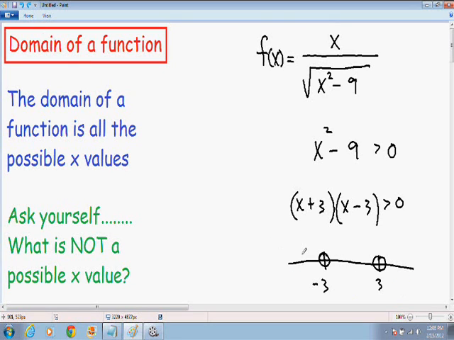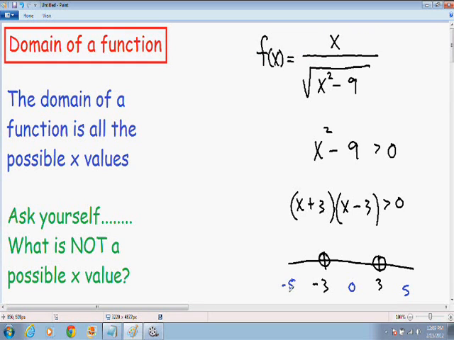For my interval all the way to the left, I can pick any number that is less than negative 3. So I'll pick negative 5. For the middle interval, I can pick any number in between negative 3 and 3. So I'll just pick 0. And for the right interval, I can pick any number that is greater than 3. So I'll pick 5.